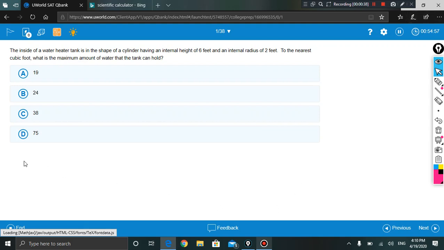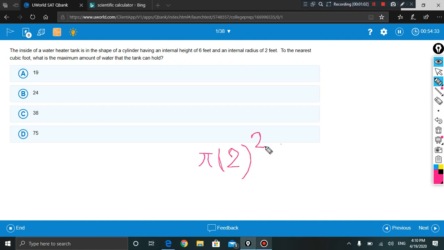Timer is over there. Okay, the inside of a water heater tank is in the shape of a cylinder having an internal height of 6 and an internal radius of 2. To the nearest cubic foot, what is the maximum amount of water? Okay, that's a normal volume question, so that will hopefully be easy. Pi r squared h, right? So that's equal to pi times r, which is 2, squared, times h, which is actually 6. That equals 4 pi times 6, which is 24 pi.